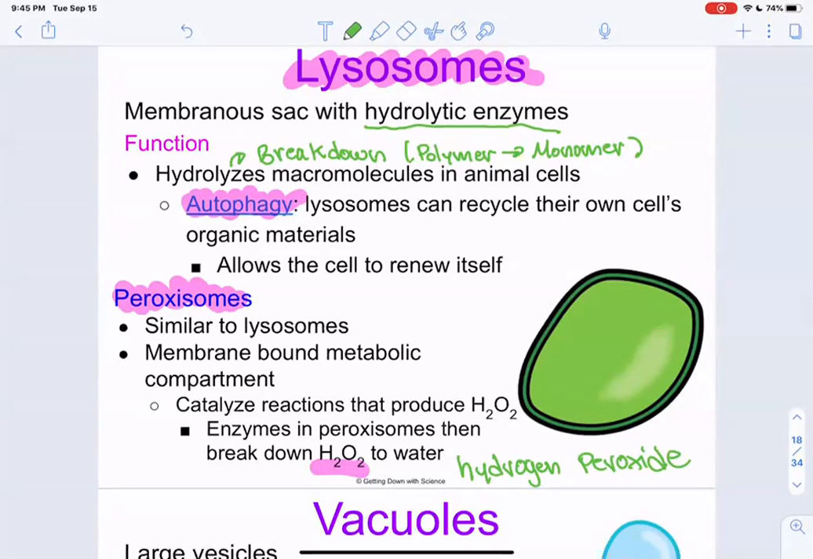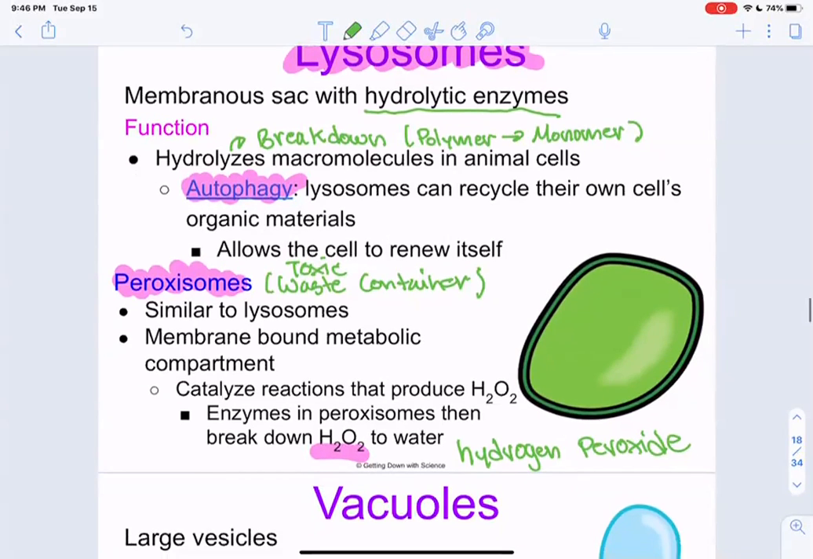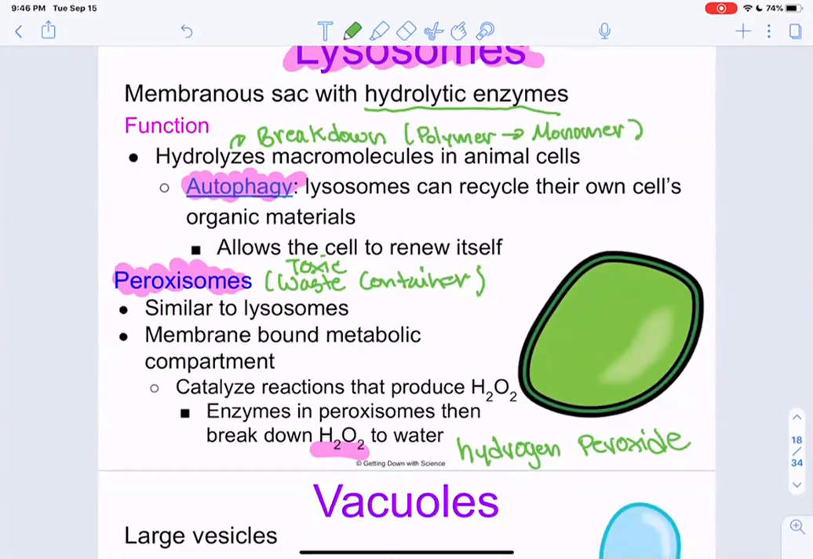These are very toxic and acidic materials that could dissolve our body parts. So it's important for this waste to get collected and put into these peroxisomes so that they're not harming our cells. Think of them as toxic waste containers. They're going to turn that hydrogen peroxide into water, something that's safer for the cell to use.